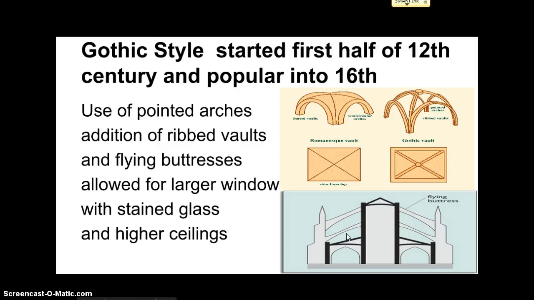And then, of course, Gothic style. We think Gothic churches, especially Notre Dame. And it starts in the first half of the 12th century, and it's popular into the 16th. It is known for the use of pointed arches, okay, see here, and ribbed vaults and flying buttresses. And doing this allows for larger windows with stained glass and higher ceilings.